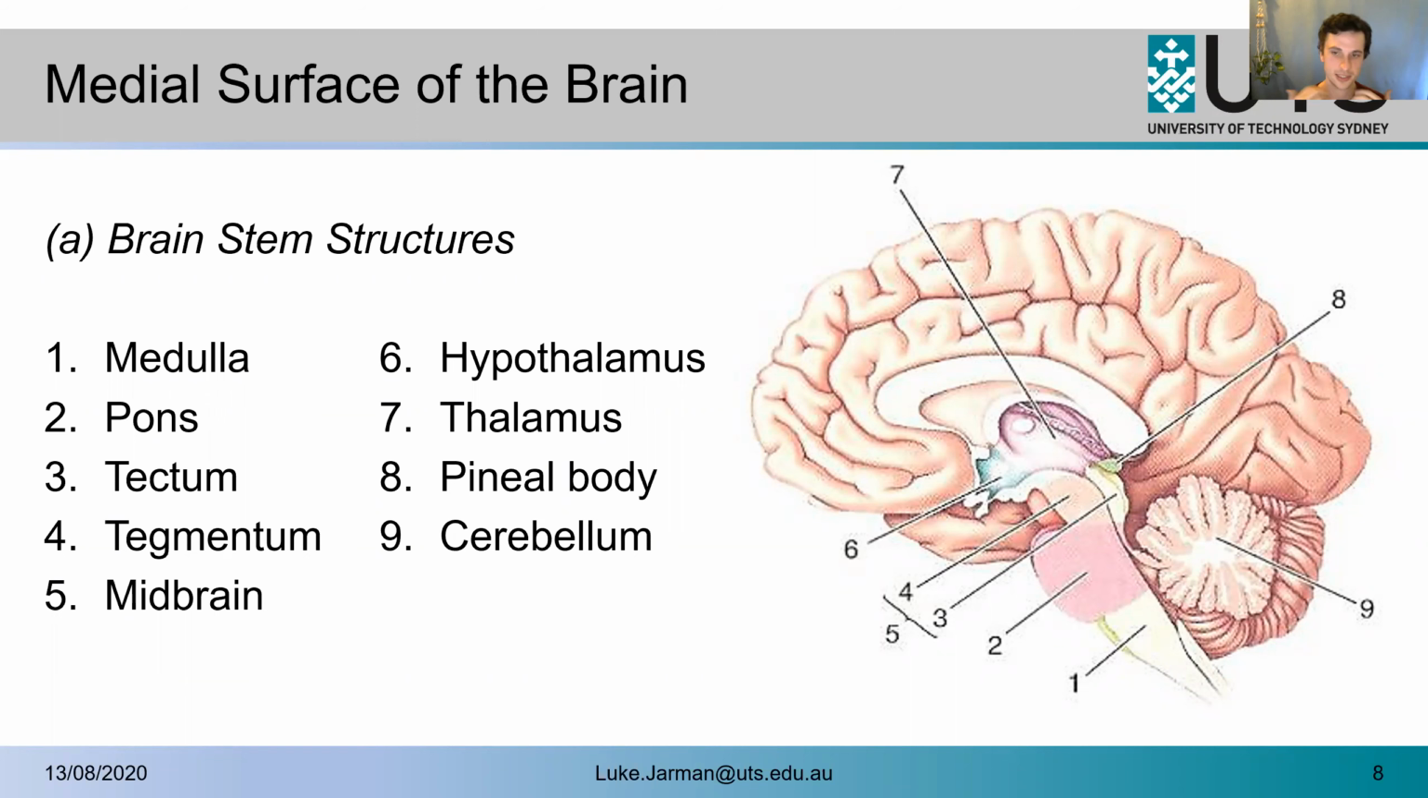6 is your hypothalamus. You guys would have heard all about your hypothalamus in a bunch of other different subjects. It's involved in so many different things. 7 is your thalamus, 8 is your pineal body, and 9 is your cerebellum. So cerebellum is actually referring to quite a large organ here in this diagram.